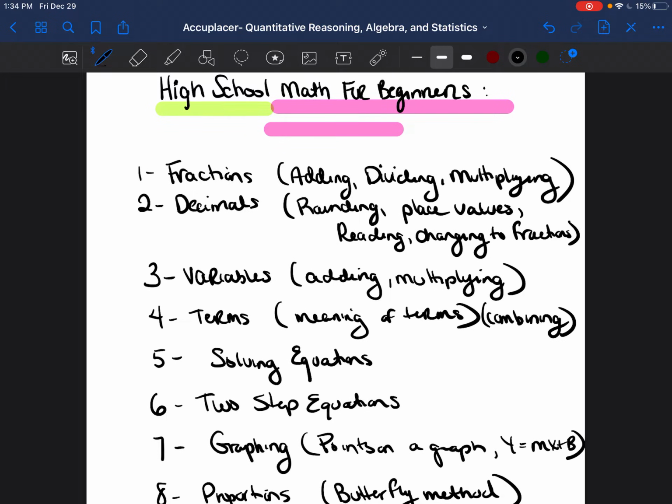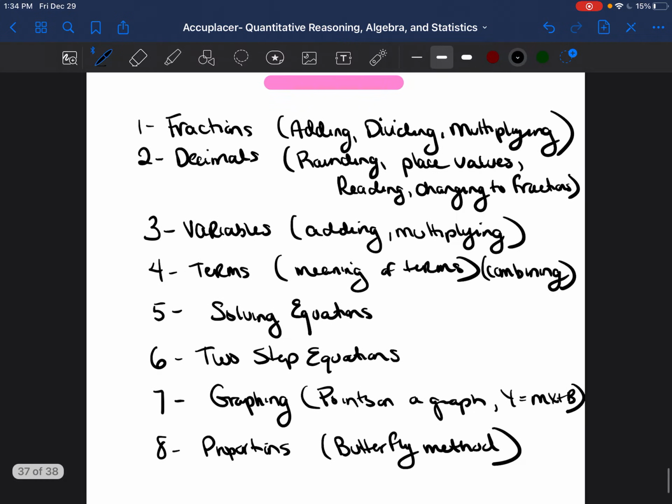So just have a notebook handy, have your pencils ready to go, and let's go ahead and learn high school algebra the simple way. So these are the topics that we're going to go over. First, let's go over fractions. Then we're going to go over decimals, variables, terms, solving equations, solving two-step equations, graphing, and then proportions. We're not going to make this video long. We're not going to go over every single thing, but I know at the end of this video, you guys are going to feel way more confident in learning high school algebra. So let's go ahead and get started.